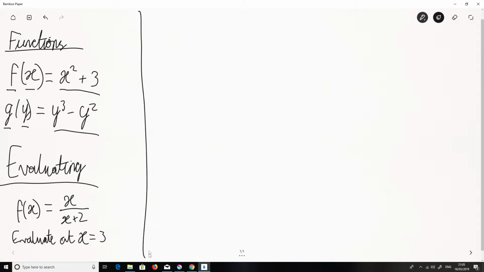So to evaluate at x equals 3, in our notation we say f of 3. All we do is take that 3 and put it in there. So f of 3 is equal to, and then we take this x equals 3 and put it into here. We just substitute all of the x's out for 3's. So f of 3 is equal to 3 over 3 plus 2, and that equals 3/5. And that's it. Evaluating functions is quite a simple process.